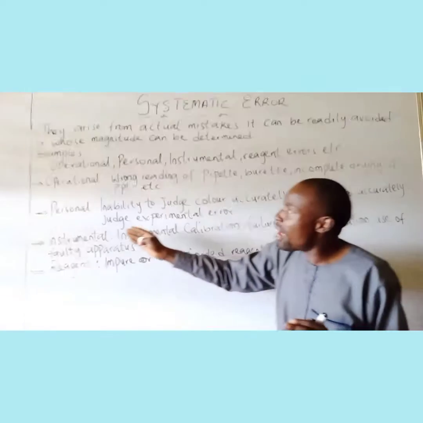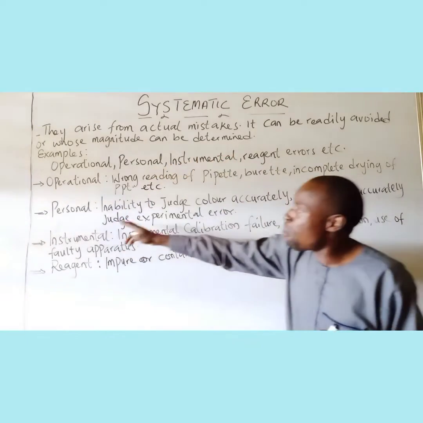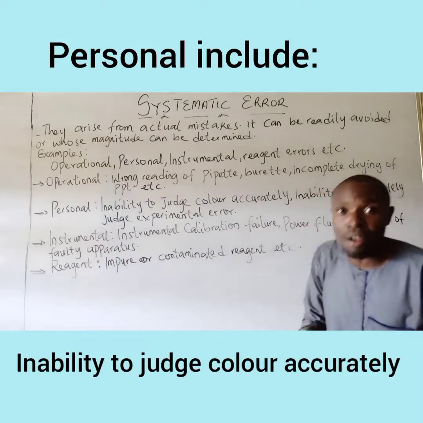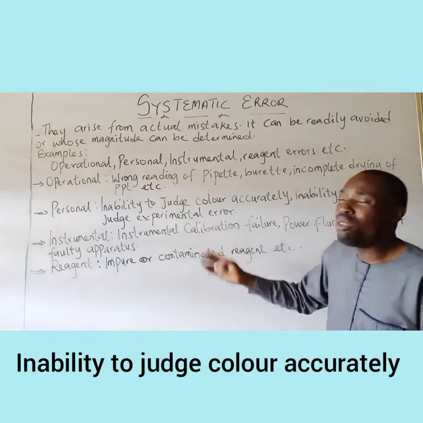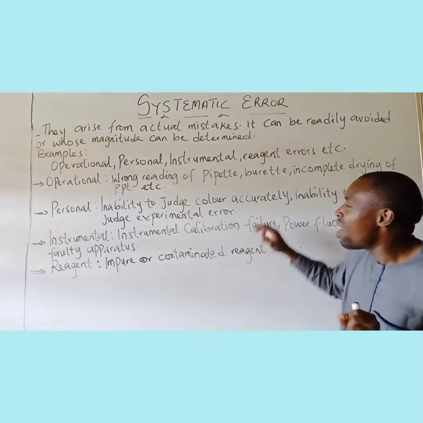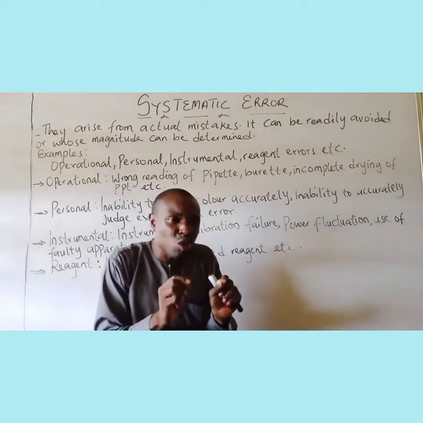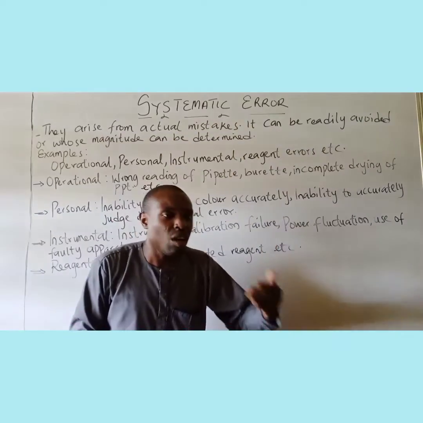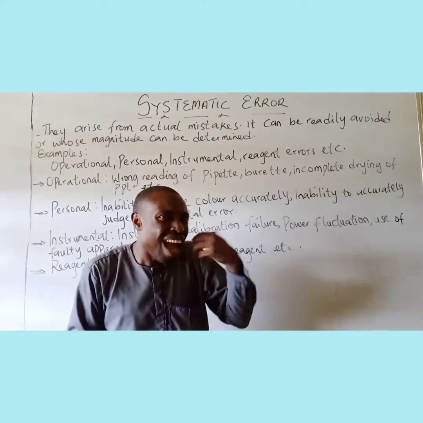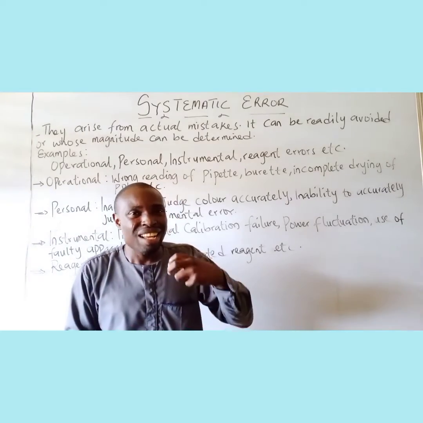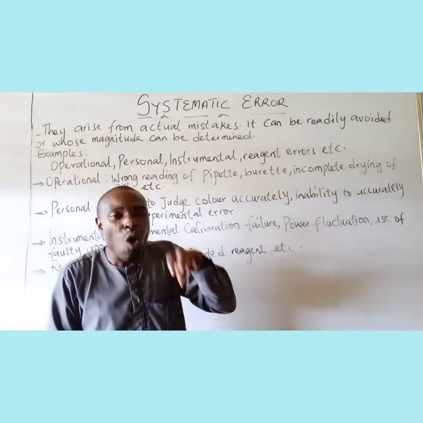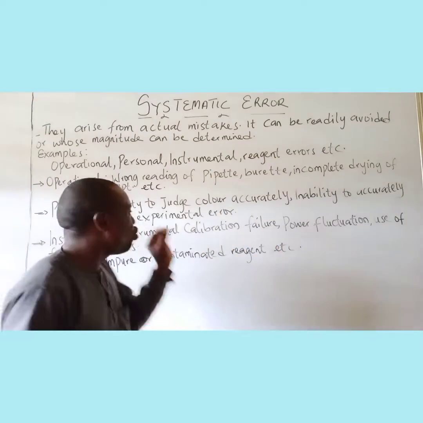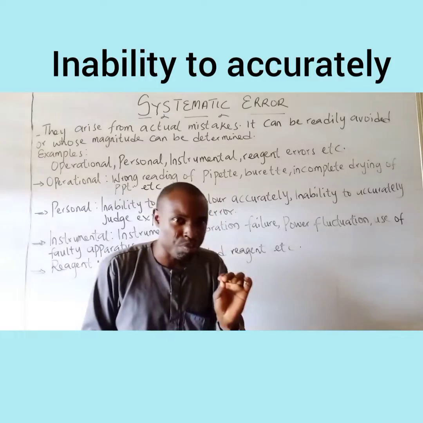Now, the next one under the examples of systematic error is what we call personal error. Under personal error, they include the inability to judge color accurately. When you are unable to judge color accurately, to know whether this color change is pink or colorless, such type of error is a personal error under systematic error. We also have the inability to accurately judge experimental error.